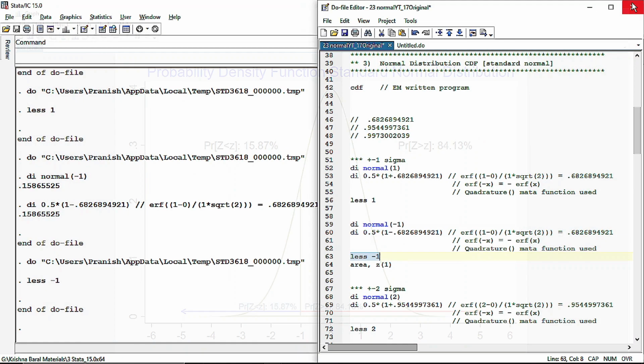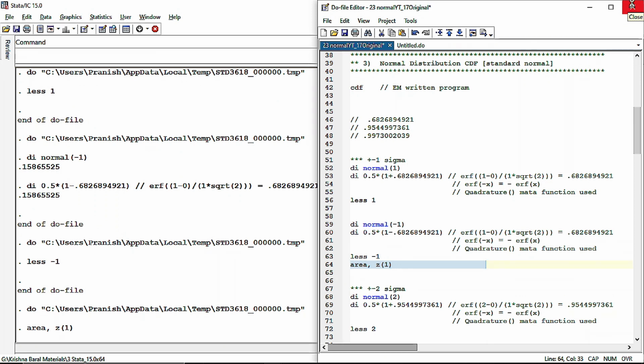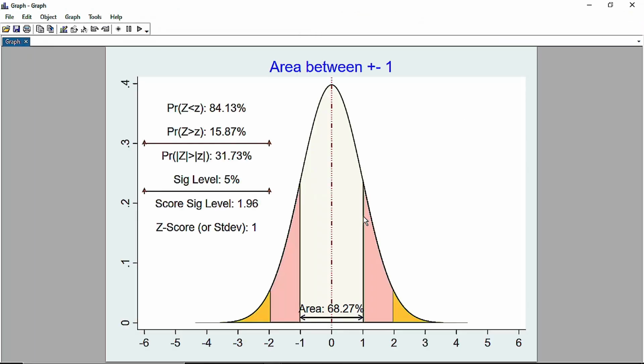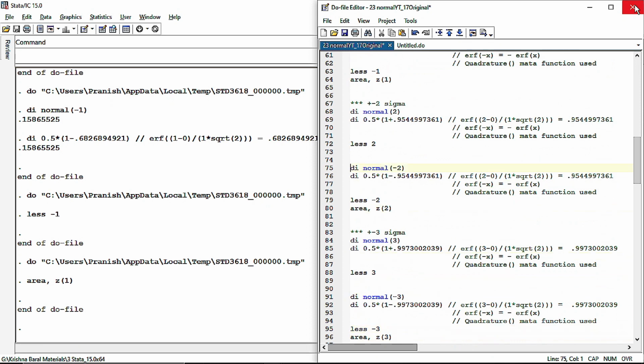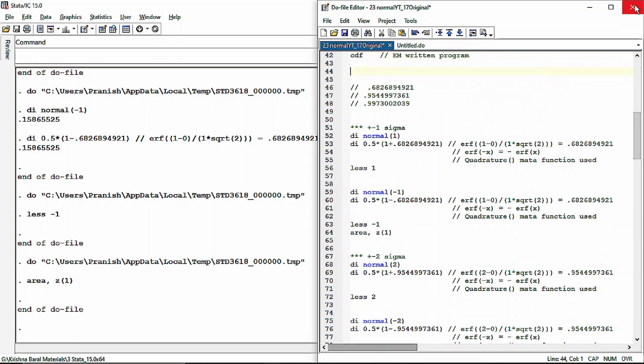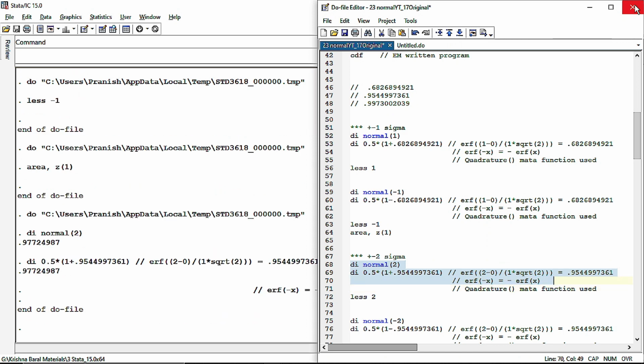And what is the area included between +1 and -1? Another program will help us depict it. So the area included between plus and minus 1 is nearly 68.27%. Now let us calculate the CDF for the Z score of 2. For the value of 2, ERF was equal to 0.95449, and both of them should now yield the same result.